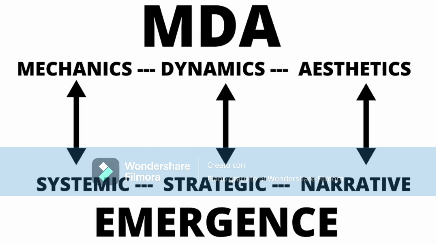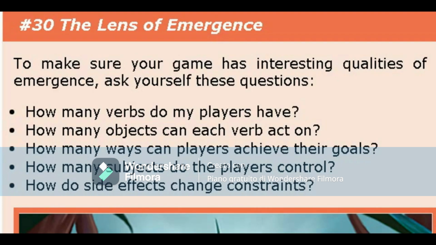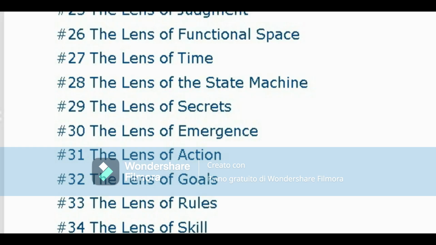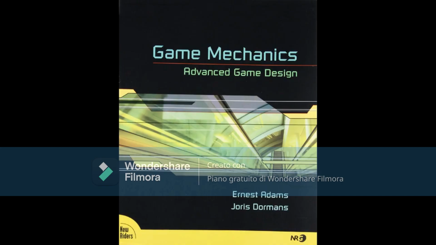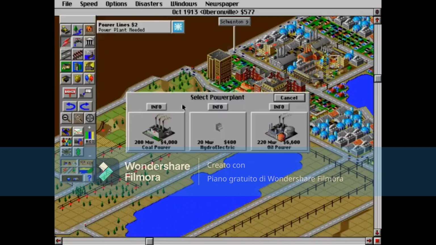The Mechanics Dynamics Aesthetics framework tells us to think about the reasons people play games and craft an experience around this. Lens 30 is the lens of emergence, which asks us to think of games as systemic devices that generate strategic or narrative possibilities. And lenses 26 through 33 outline the relationship between mechanics and emergence, and how simple objects can be combined to create something that is more than the sum of its parts. This is expanded on in the books Game Mechanics, Advanced Game Design, and Advanced Game Design, a Systems Approach, formalizing the many ways systems interact in games.